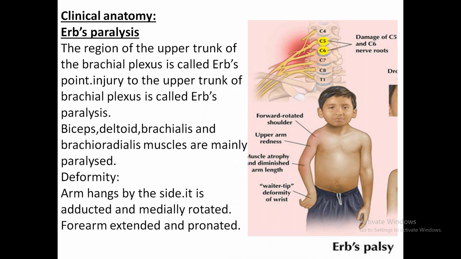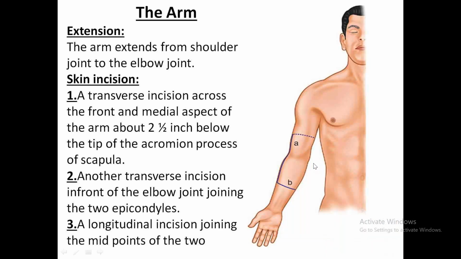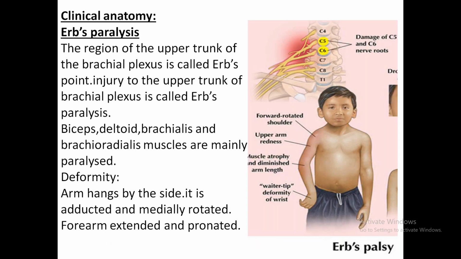Clinical anatomy. Erb's paralysis. The region of the upper trunk of brachial plexus is called Erb's point. Injury to the upper trunk of brachial plexus is called Erb's paralysis. The muscles paralyzed are biceps, deltoid, brachialis, and brachioradialis. Deformity occurs. Arm hangs by the side. It is adducted and medially rotated. Forearm extended and pronated. This is called Erb's paralysis.